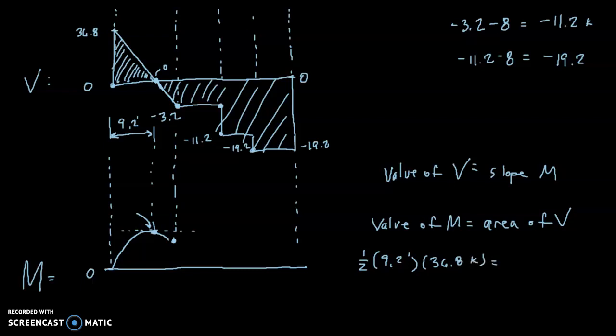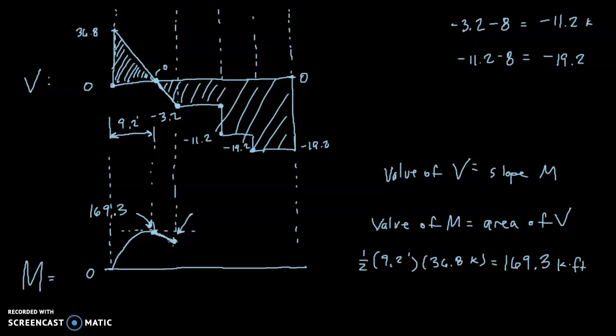And so that equals 169.3 kip feet of moment. So this maximum value, I want to label that on the diagram, 169.3, right there at that point. And then it begins to slope downward. It curves down a little bit to this point.